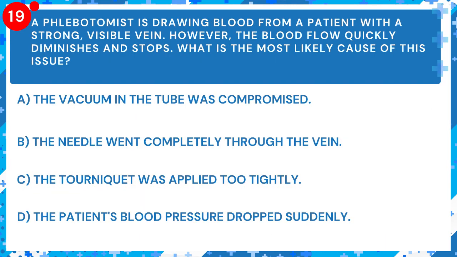Question 19. A phlebotomist is drawing blood from a patient with a strong, visible vein. However, the blood flow quickly diminishes and stops. What is the most likely cause of this issue? A. The vacuum in the tube was compromised. B. The needle went completely through the vein. C. The tourniquet was applied too tightly. D. The patient's blood pressure dropped suddenly.